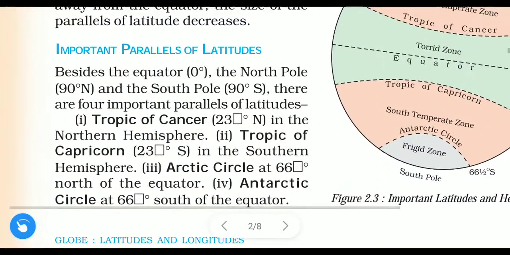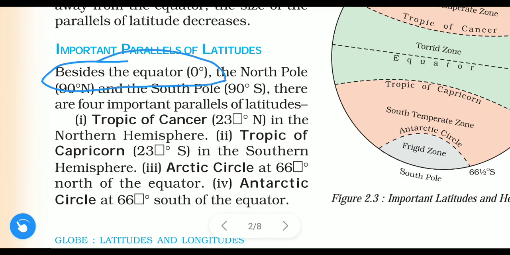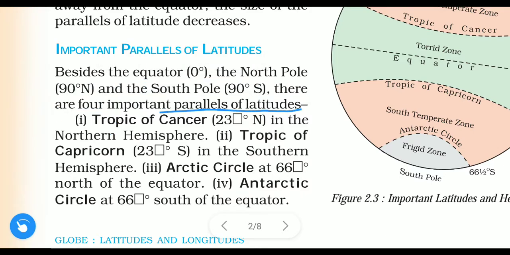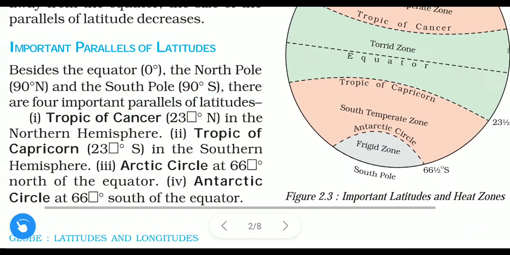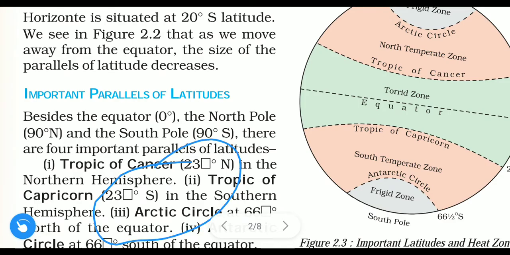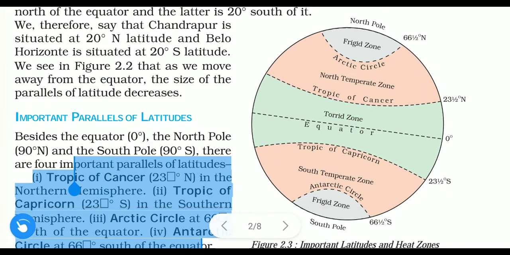Now we will discuss the important parallels of latitude. This is very important. We will discuss the four different parallels of latitude. See, here it is given: besides the equator, which is at 0 degrees, the north pole at 90 degrees north, and the south pole at 90 degrees south, there are four important parallels of latitude. Let us discuss them from this diagram. The same explanation is given here. So see, which are the four important latitudes.